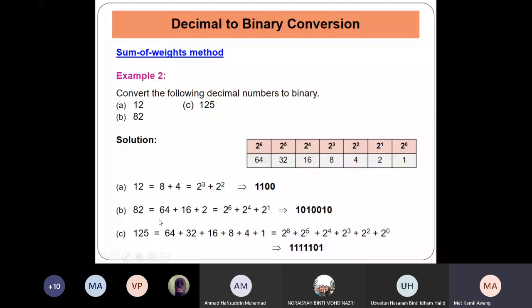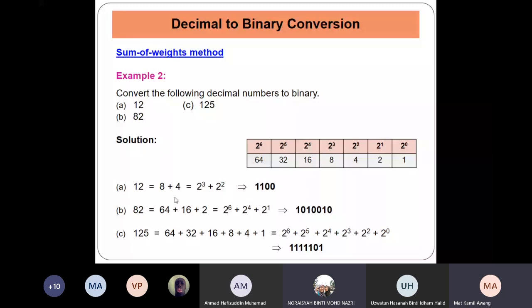82 is basically that after 64 is 128, right? So 82 is less than 128. Therefore, the highest that you can go is 64. Then after that, the remaining is how much? 82 minus 64, how much? 18, sir. 18, right? 18.